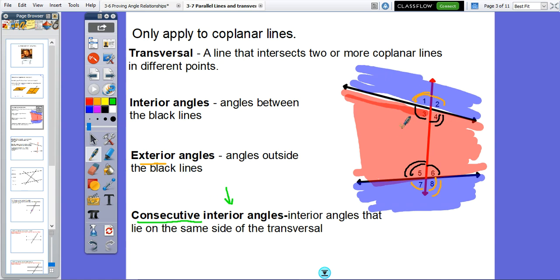Looking at angle 3 right here, what angle is consecutive to angle 3? It comes right after it with nothing interrupting it. It'll be angle 5, because what makes them consecutive is they have to be on the same side of the transversal. So angle 3 and angle 5 are consecutive interior angles to each other. And then angle 4 and angle 6 are consecutive interior angles to each other.